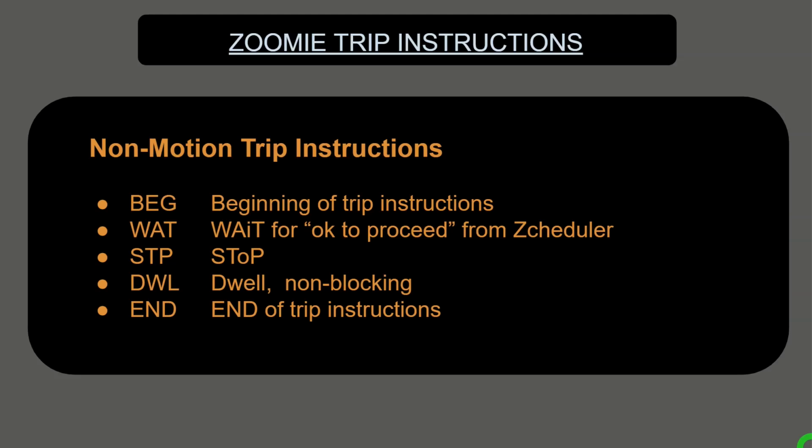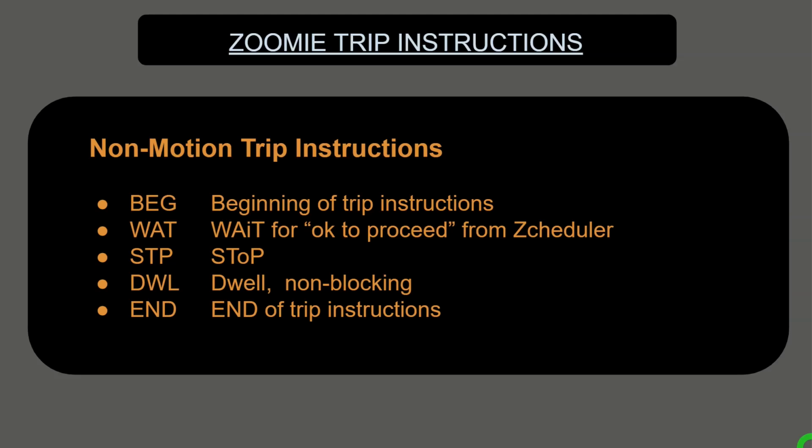The WAT command tells the scheduler that the Zoomie is waiting for the OK to proceed, usually when the Zoomie is at a stop sign or perhaps was interrupted for some other reason. STP is simply a stop instruction, meaning that the Zoomie will not be making any motion at this point, and it will come and ensure that it is at a complete stop.